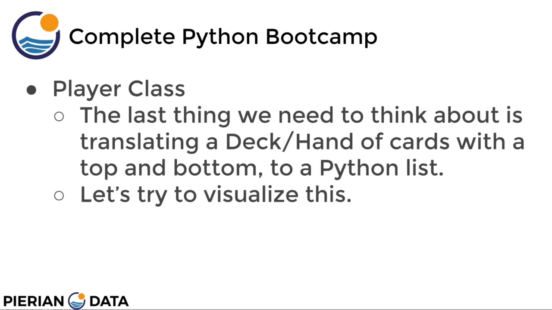The last thing we need to think about is translating a deck or hand of cards that has a top and bottom to a Python list. Now we're going to try to visualize this to explain it, but the basic premise is if you have a real physical deck of cards in your hand, then you have a top and bottom. And when you want to draw a card, you typically draw from the top. And if you're going to add cards that you won in the game of war, you're going to put them at the bottom of the deck.